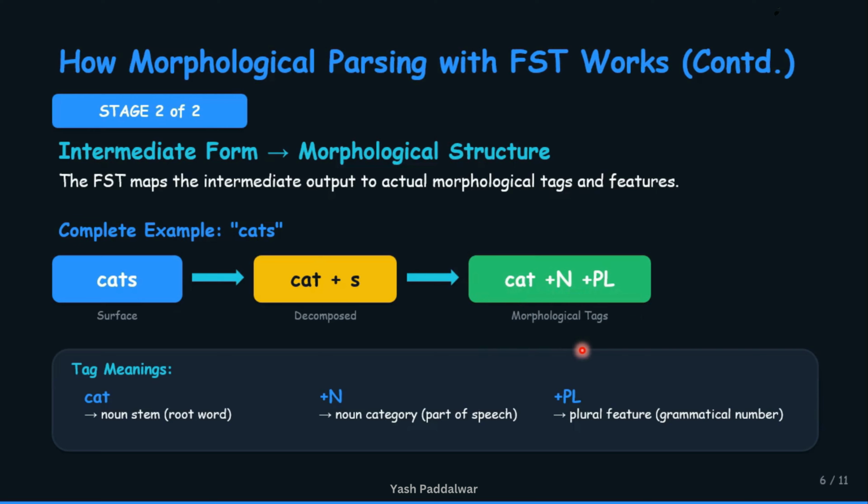These are your morphological tags, where it says that cat is a noun, and pl, the letter s which is attached to cat, is nothing but a plural representation for that particular word. Clearly you can see all the different tag meanings. Cat is a noun stem, the root word. Plus n is a noun category, and pl is the plural feature, which is a grammatical number. So the final output is structured grammatical information. I hope the process is clear, and both stage 1 and stage 2 are clear.